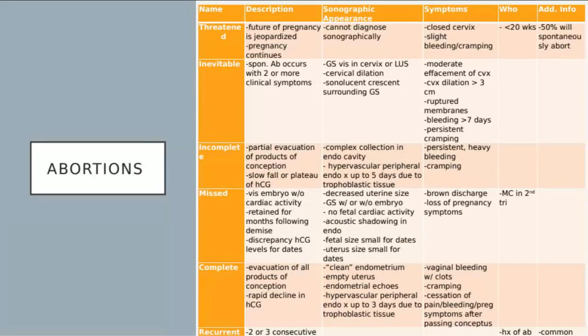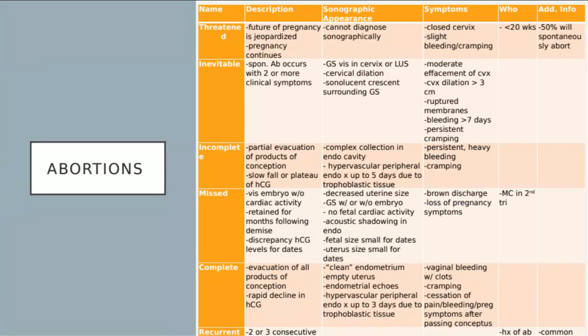It's going to result in ruptured membranes. So all of the membranes in the sacs that are keeping the baby in are going to start to rupture. So we're going to have loss of amniotic fluid. We're going to have bleeding that persists for longer than 7 days. They're also going to have persistent cramping.